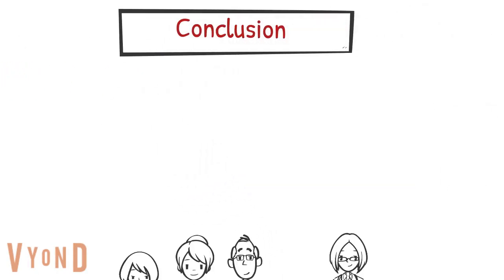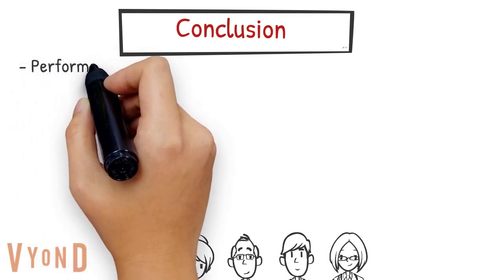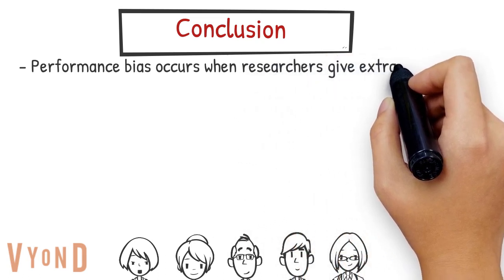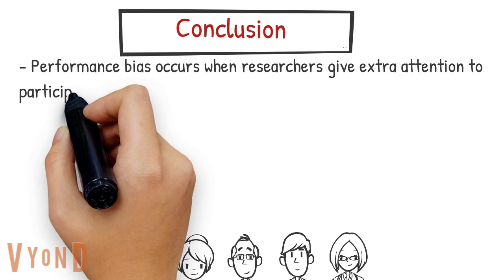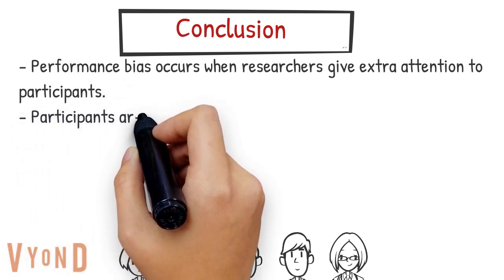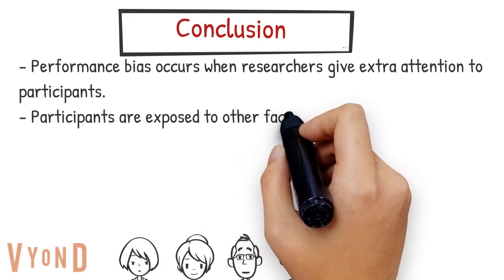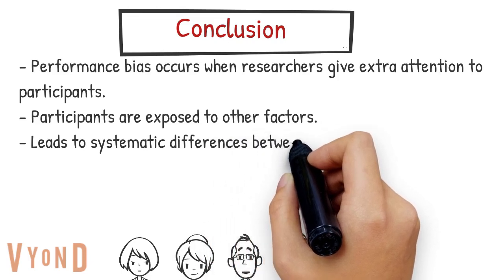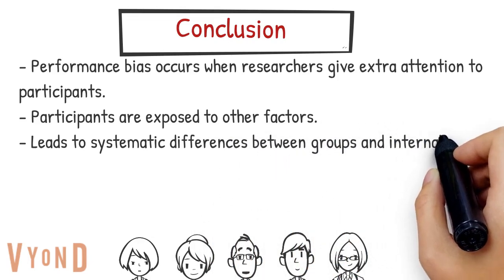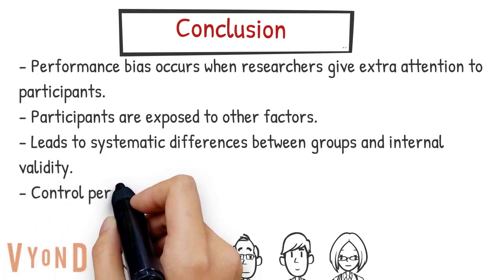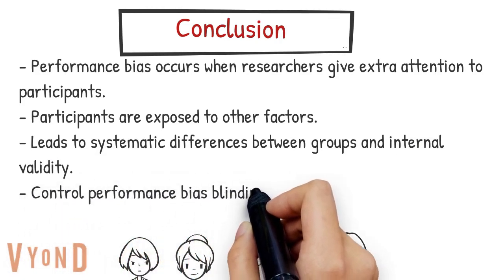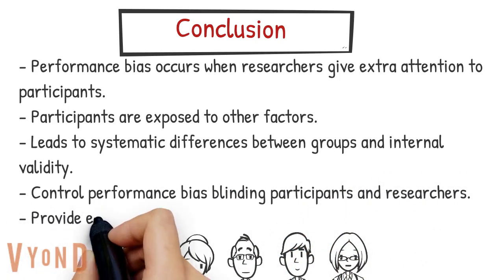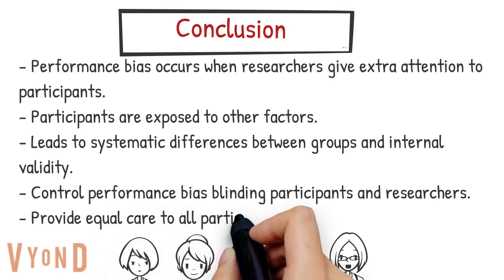In conclusion, performance bias is when researchers give extra care and attention to participants in a particular group of the control study, or when participants in one group are exposed to other factors than the intervention itself. Performance bias can lead to systematic differences between groups and internal validity, making us unsure if the results of the study are due to the intervention or other causes. To control performance bias, participants and researchers should be unaware of which group they are in by blinding. Researchers also need to provide equal care and attention to both groups in the study.